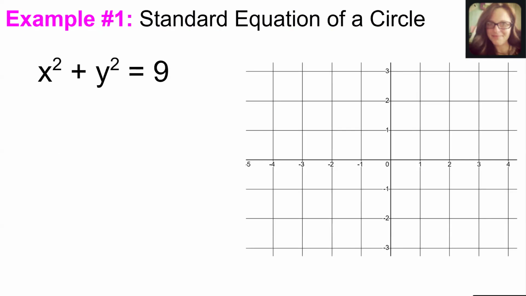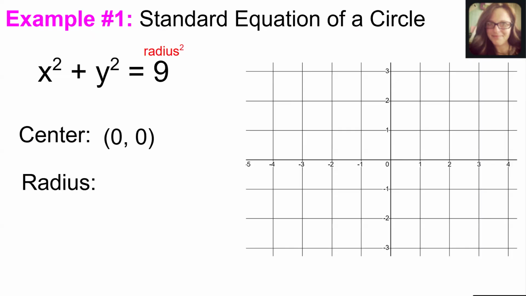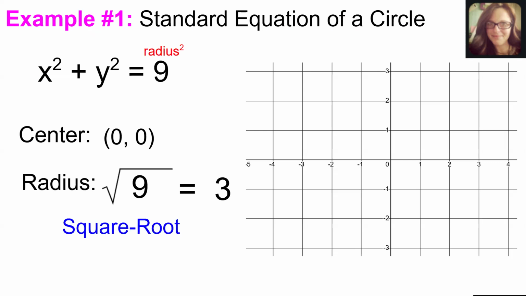Let's take a look at an example of graphing a circle given in standard form. We'll identify the center and the radius. The center of this circle is (0, 0), and 9 is the radius squared. So we need to take the square root of 9 to get the radius, and we get 3. We'll graph the center of the circle at (0, 0), and then we'll use the radius. We're going to go 3 to the right from the center, up 3 from the center, to the left 3 from the center, and down 3 from the center to get the 4 key points of our circle.